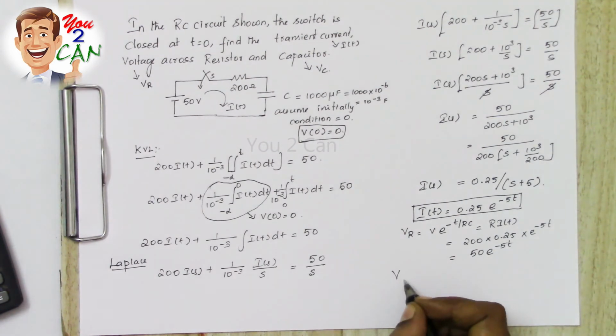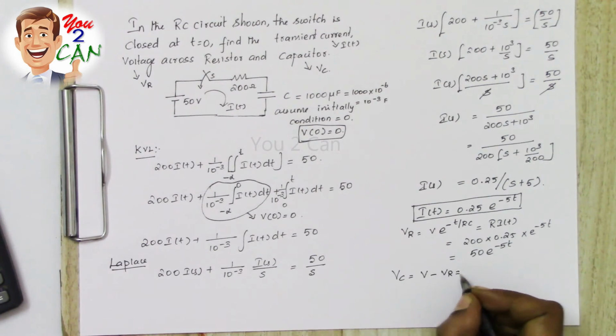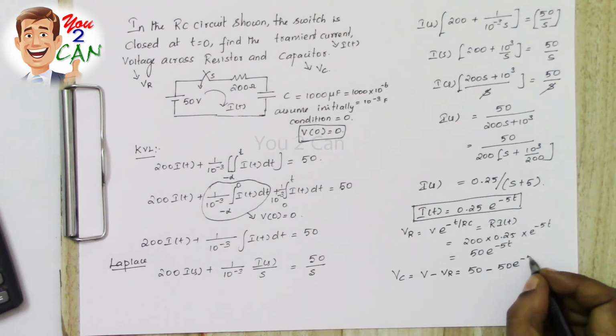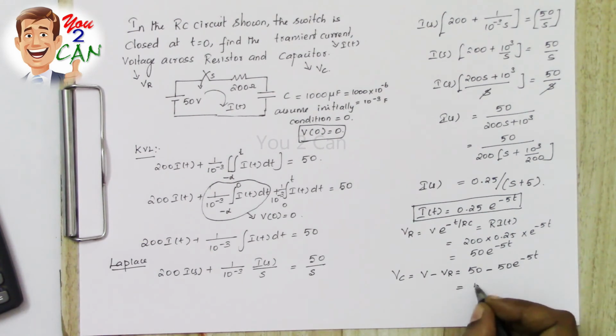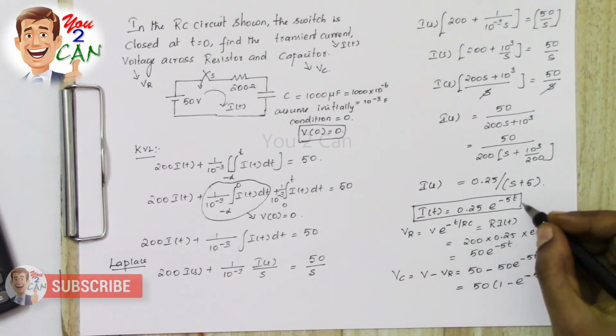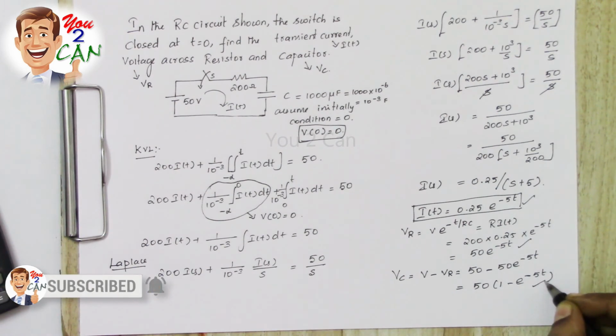And what is VC? VC is V minus VR, as we all know. V is 50, minus 50 e power minus 5t. So it will be 50 into 1 minus e power minus 5t. So this is the answer for the first question, this is the answer for the second question, and this is the answer for the third question.